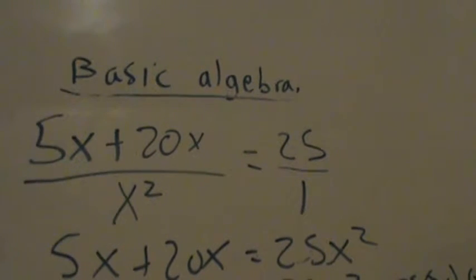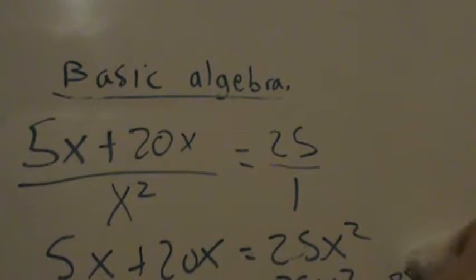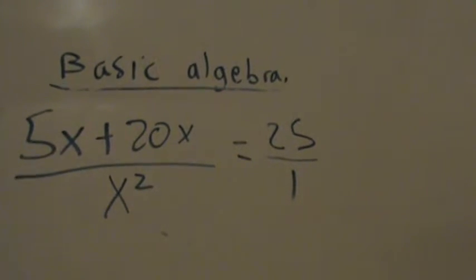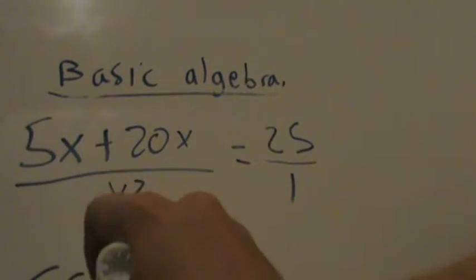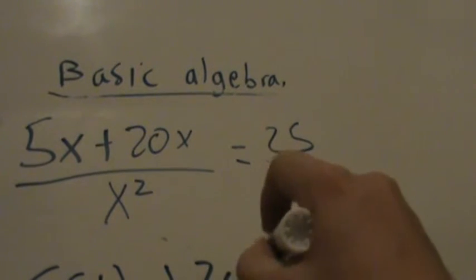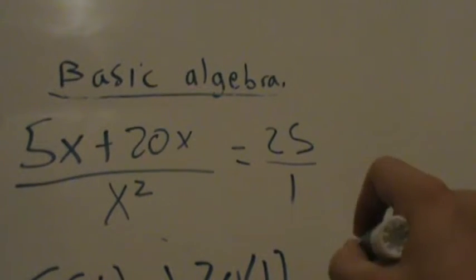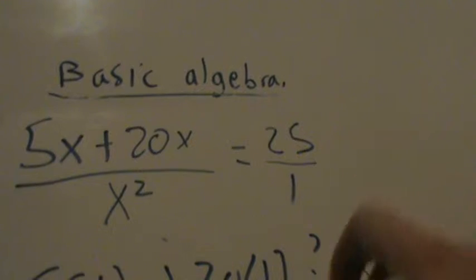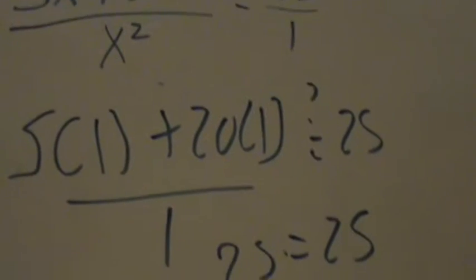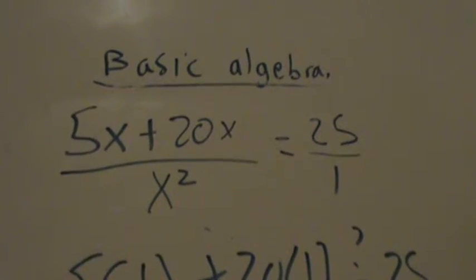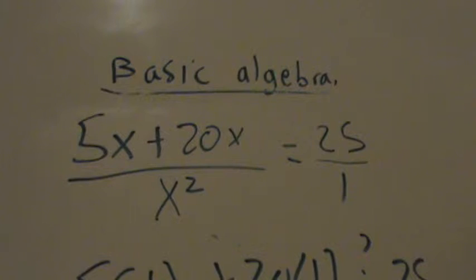So now let me prove that that statement is correct. If we have 5 times 1 plus 20 times 1 over 1, does that equal 25? 25 does indeed equal 25. So we have found a solution to this equation.